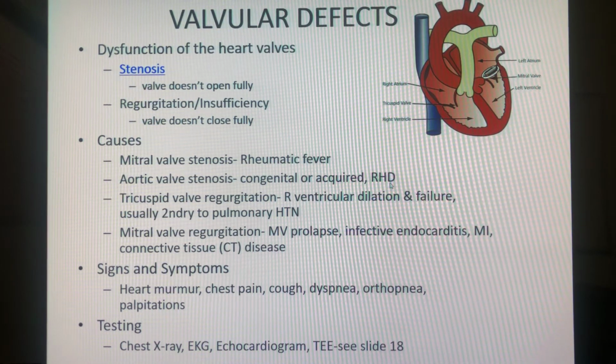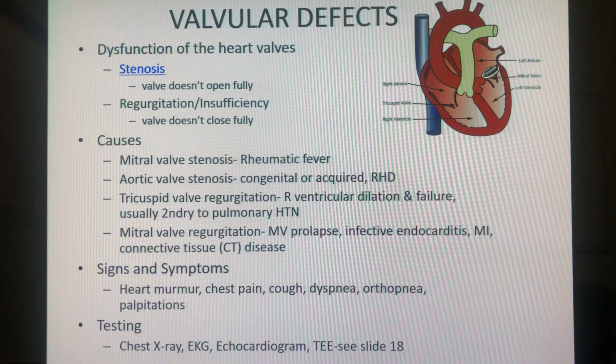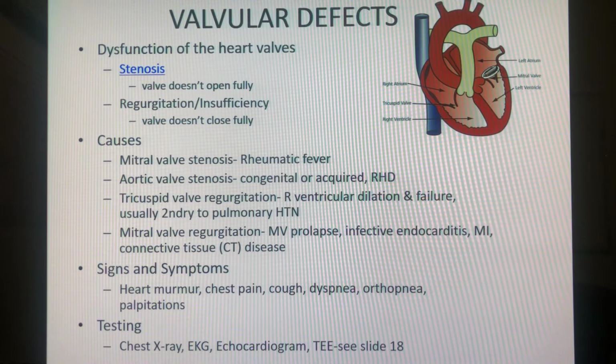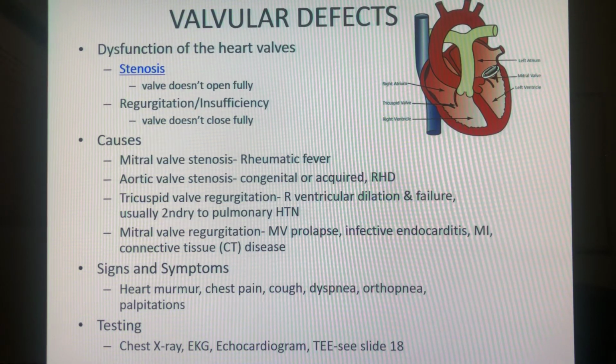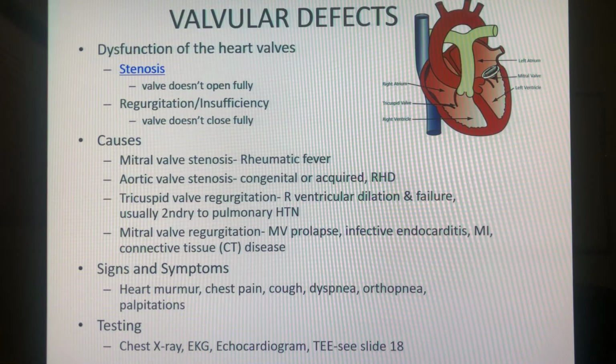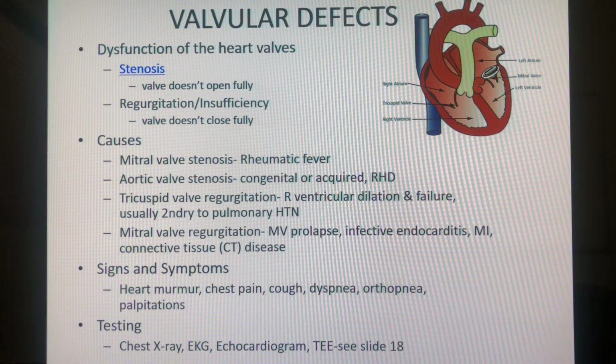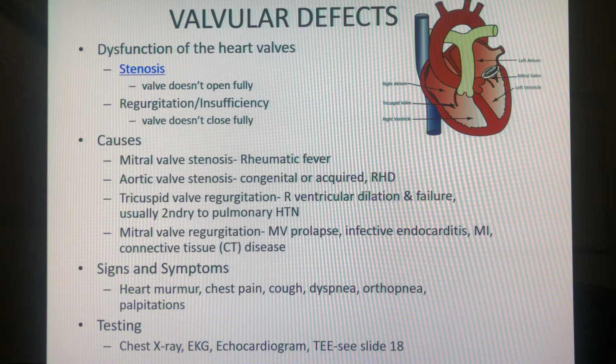In either case, it's one of those group A beta hemolytic streptococcus things, and that can cause the vegetations or the destruction of the valve. Okay. As you can see, the tricuspid valve can also be involved with anything, actually. Any valve can be stenotic or regurgitant.